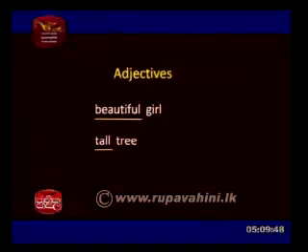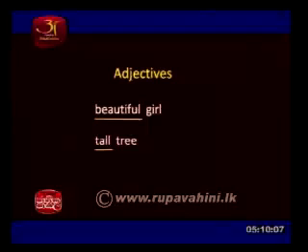Now the next one, adjectives. Children, the adjectives describe a noun. Now look at the examples. Girl. Which girl? Beautiful girl. So it describes the noun. Tall tree. So beautiful, tall are adjectives.